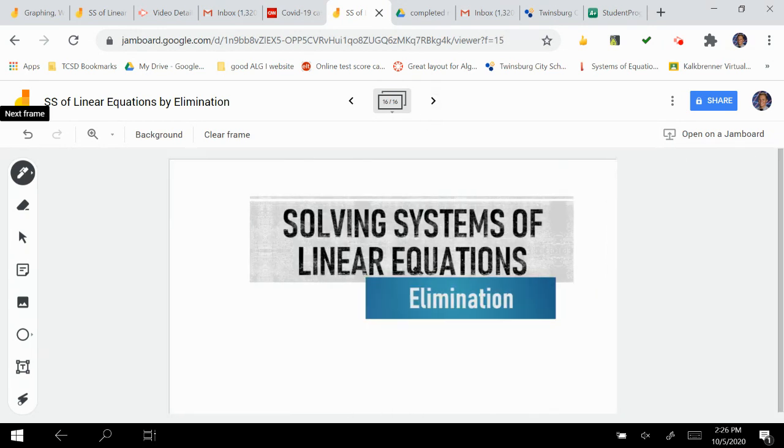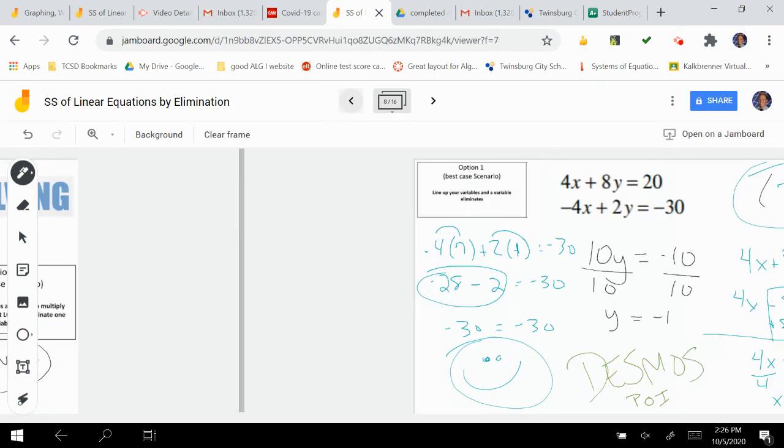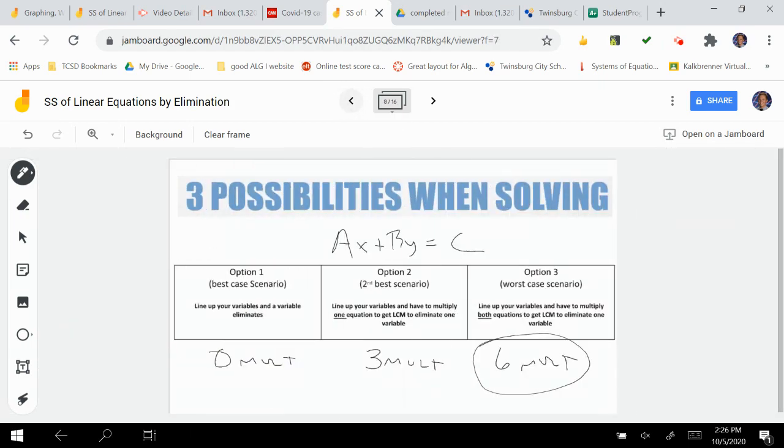All right, that's it. Solving systems of linear equations. Again, we have 3 cases. Our best possibility is going to be option 1. Line them up. Ax plus By equals C over Ax plus By equals C. And we don't have to do any manipulation. Second case scenario, we manipulate by doing 1 multiplication problem. And last case scenario, we have to manipulate both of those equations to get that opposite sign, same coefficient.